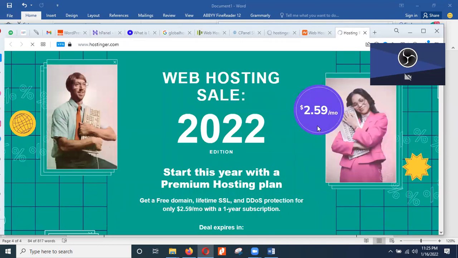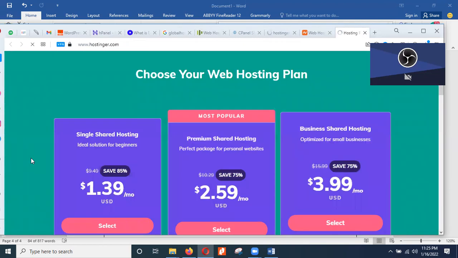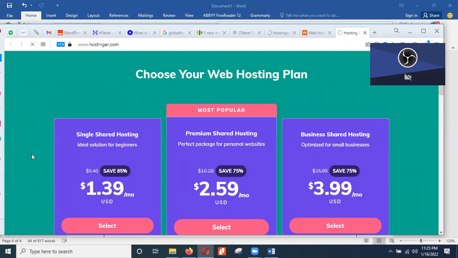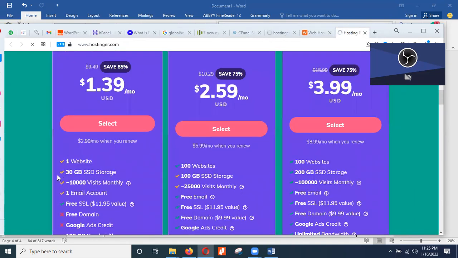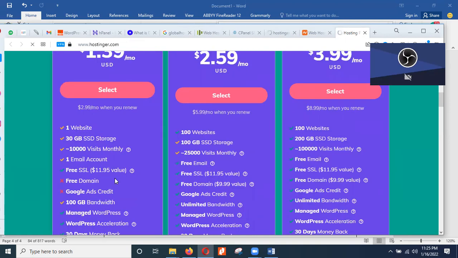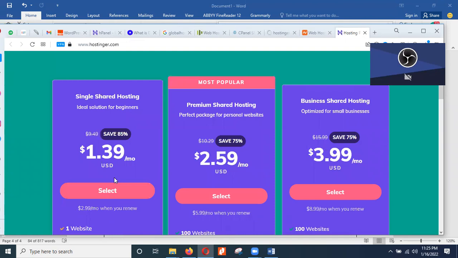So their own, let's look at hosting. We have $1.3 a month, and it's a single shared hosting. Let's see what we have in single share. It's only one website, 30 gig of disk space. That's when you are expecting about 10,000 visitors a month, one email account, free SSL. There is no free domain. There are some hosting companies that give you a free domain when you pay for their hosting plan. Now, when you pay for their hosting plan for the first year, they give you a free domain. Subsequently, you start paying.